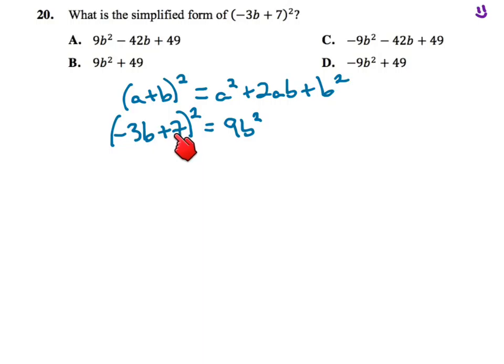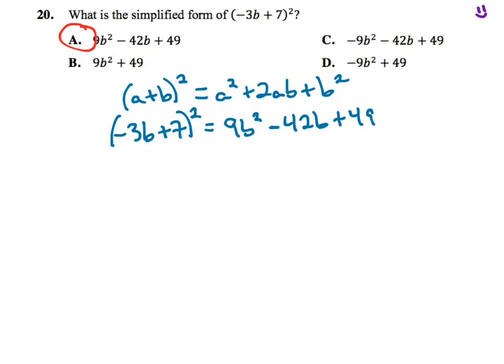Plus 2ab. ab is going to be negative 21b, right, if I multiply these out. And twice that is going to be negative 42b. And b squared, that's 7 squared is 49.